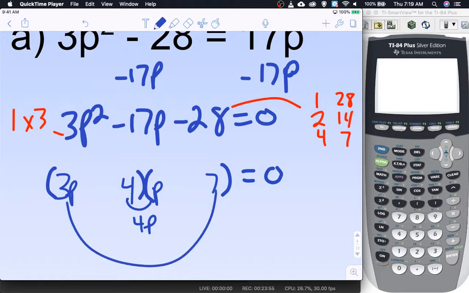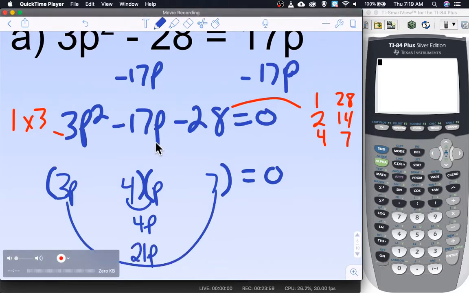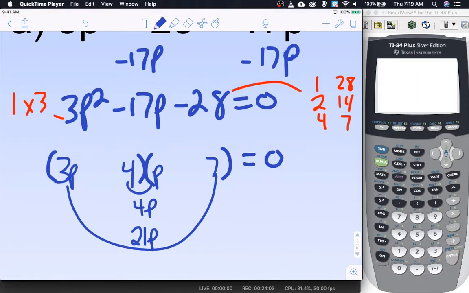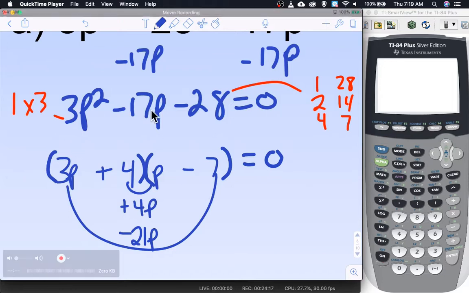4p and 21p can make a 17p if the signs all work out. We've seen sometimes where it doesn't, so let's not just jump to conclusions yet. I would need the 21 to be a negative and the 4 to be a positive. So plus here, minus there, and this actually does work.